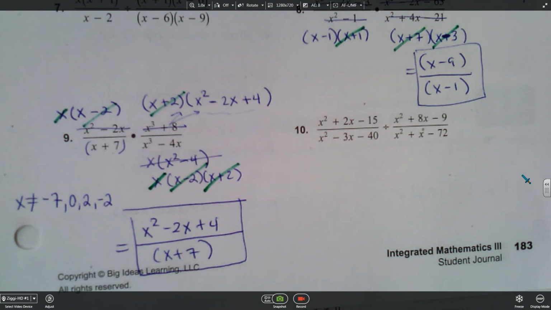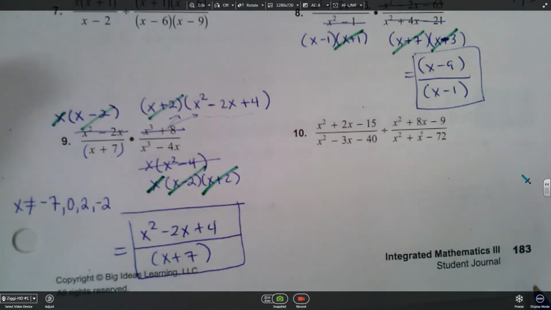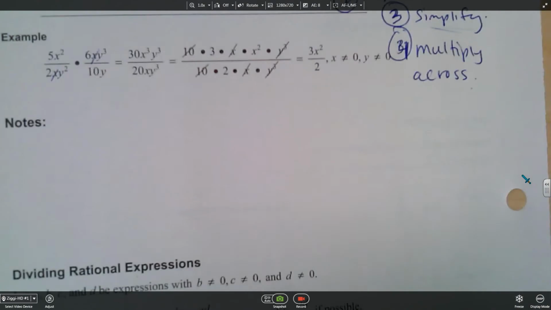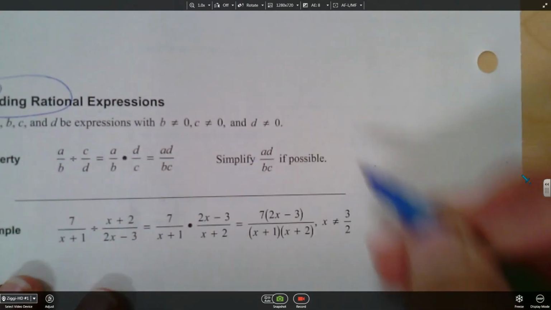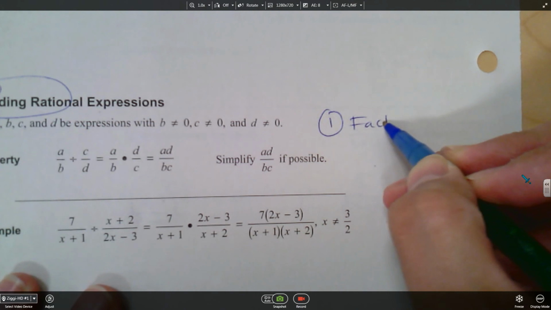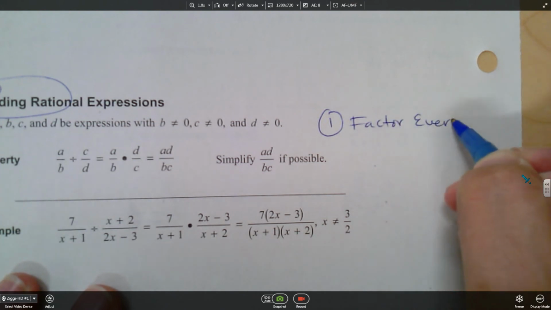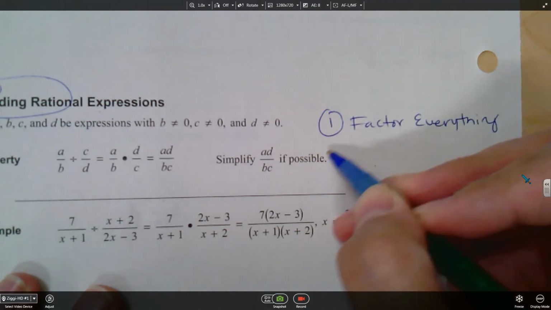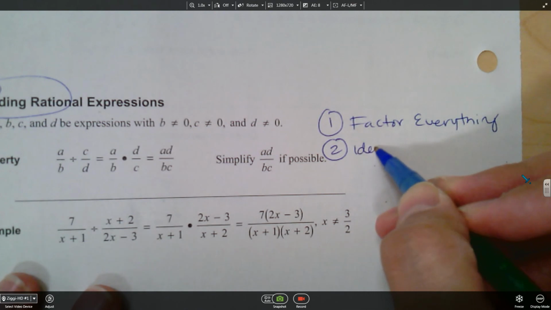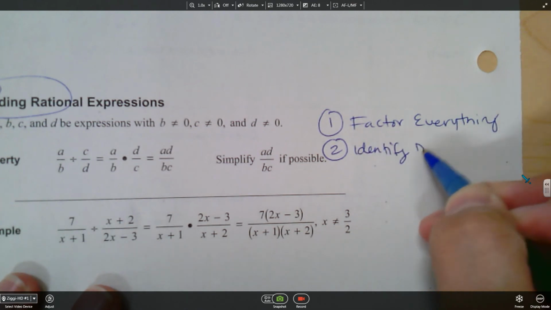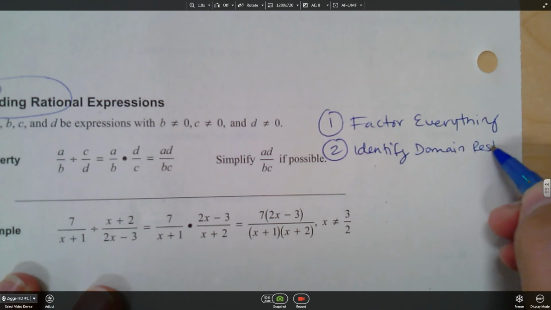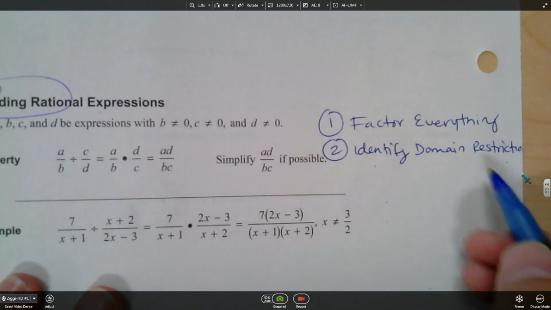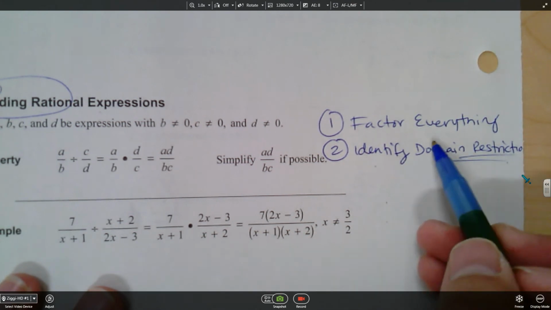Okay, let's try division. So when you do division, let's write some steps down for division. Go back to this page and go to the division part. When you guys do division, you still have to factor everything. Step 2, you guys have to identify your domain restrictions again. So steps are the same. What x's can you not use? You could tell easily after everything's been factored.